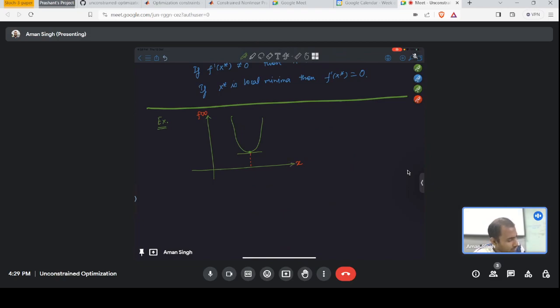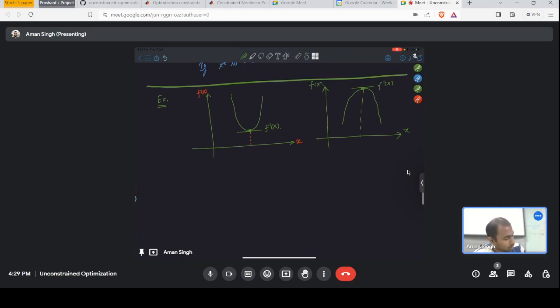So here this is minima and f dash x is 0. Okay, so it is minima, then f dash x is 0. But is it that f dash x is 0, that's why it's minima? No, it's not correct. We can find many places, like let's say this is true. So here also f dash x is 0. But this is not a minima, this is actually maxima. So f dash x is a necessary condition, not a sufficient.